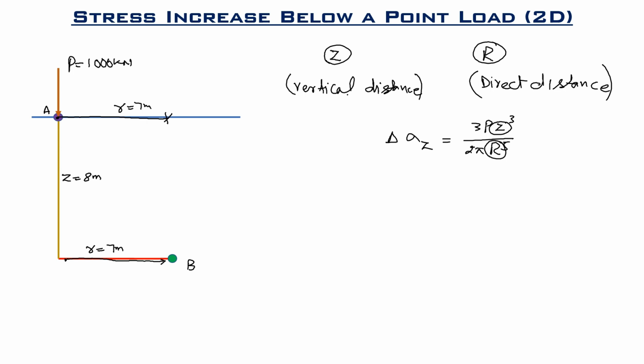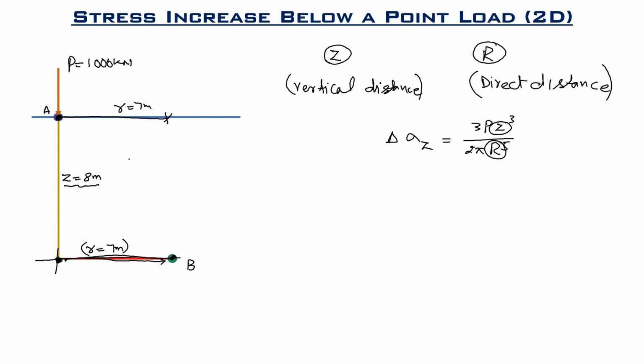Z is basically the vertical distance between the load point and the point of stress increase. We will draw a horizontal line from the point of stress increase, and where these lines cut each other, we will determine this vertical distance. In this question, this distance is 8 meters. Again, we measure from this vertical line to the stress point to determine the horizontal distance, and in this case it is 7 meters.